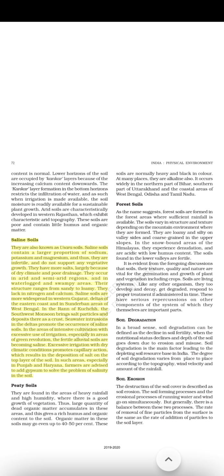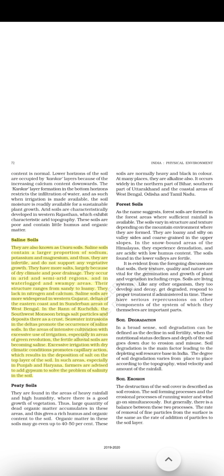Saline soils. They are also known as Usara soils. Saline soils contain a larger proportion of sodium, potassium, and magnesium, and thus they are infertile and do not support any vegetative growth. They have more salts, largely because of dry climate and poor drainage. They occur in arid and semi-arid regions, and in waterlogged and swampy areas.